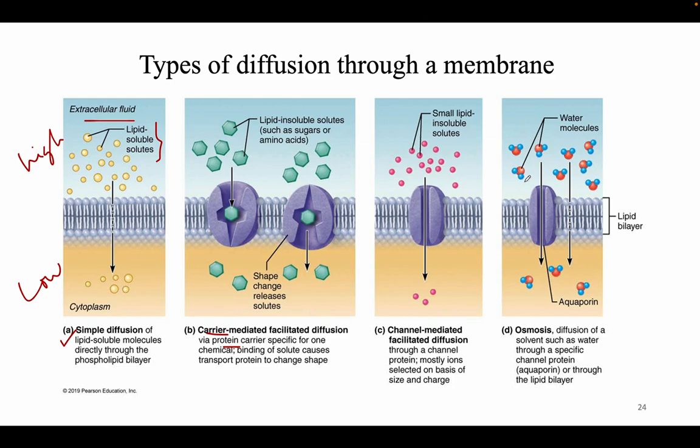What about in the case of osmosis? Osmosis is a special type of diffusion that typically happens with water. In this case also, water goes from high to low concentration, but it might take a special kind of carrier called aquaporin. Aquaporin only passes water. On the other hand, water molecules can also pass through the plasma membrane directly, so they can take both pathways. This is called osmosis: diffusion of a solvent like water, through a specific channel protein like aquaporin.